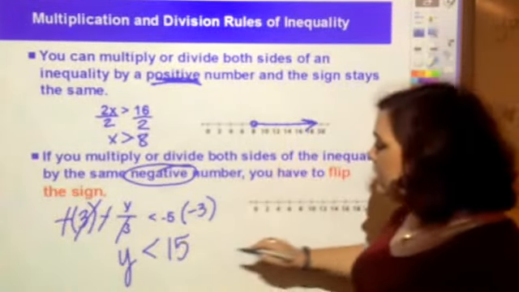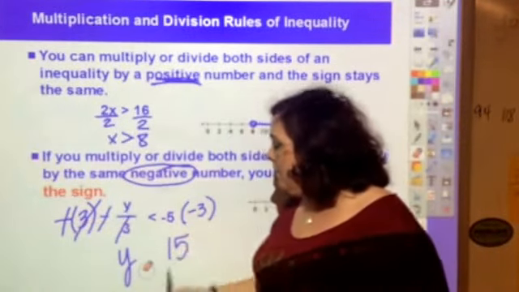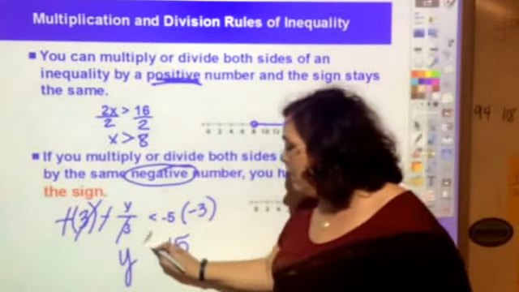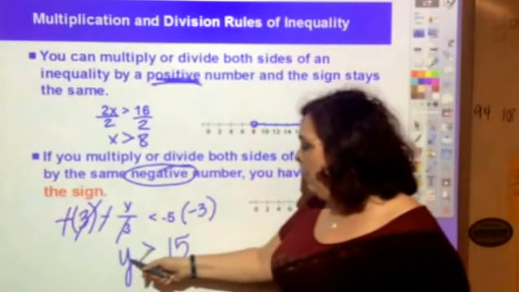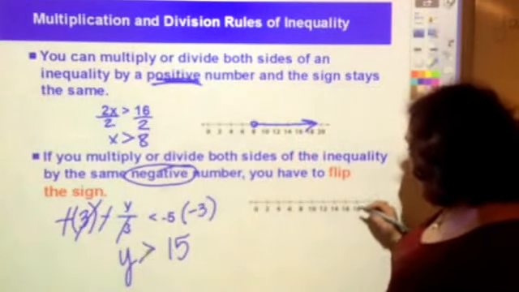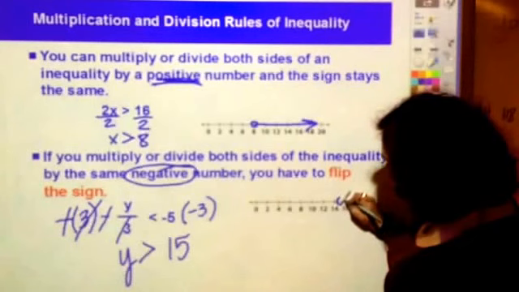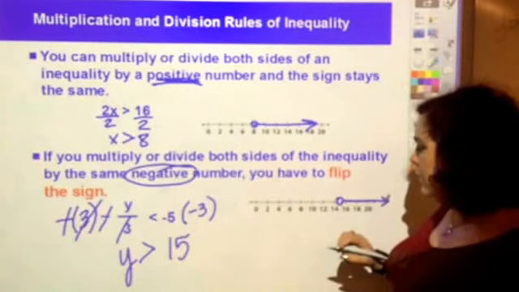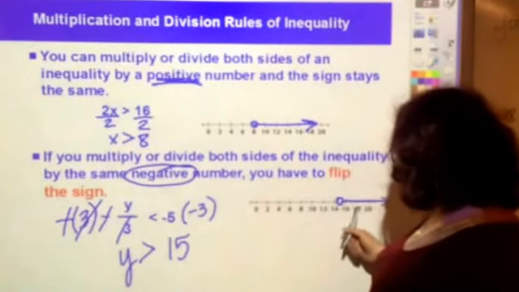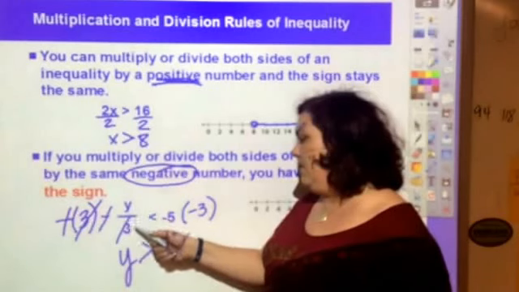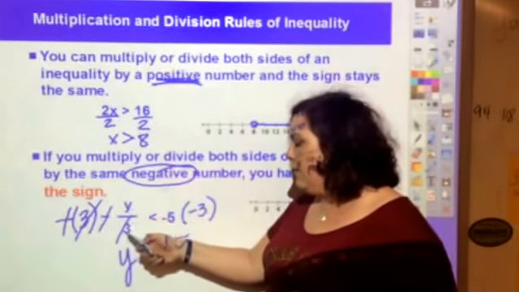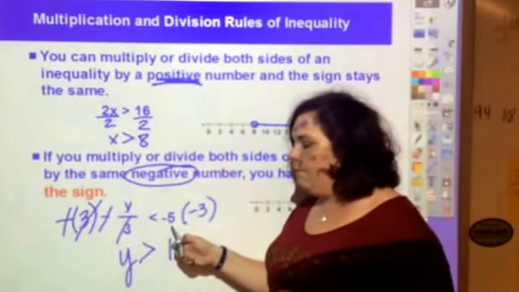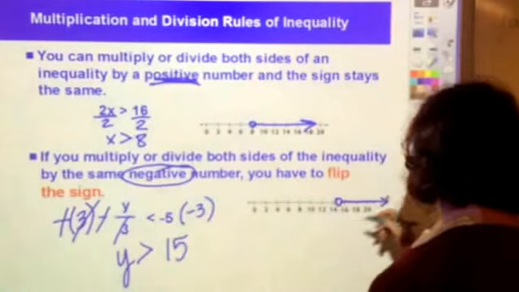What did I say I had to do? If I'm multiplying by a negative, I have to flip that sign so it goes that way. And so y is greater than 15. So it's not going to be 15. And what numbers are greater than 15? 16, 17, 18. So let's pick 18 because it's divisible by 3. 18 divided by 3 is 6. It's a negative, so -6. Is that less than -5? Yes, it's less than -5.